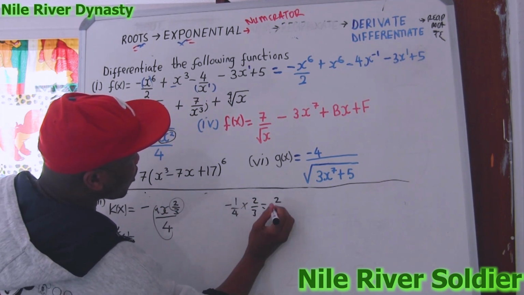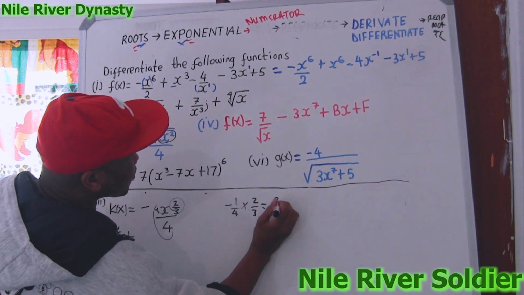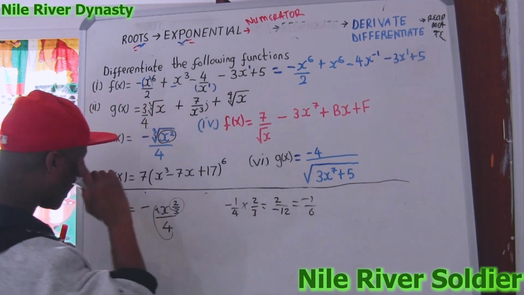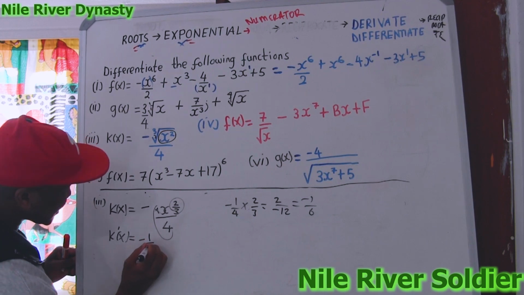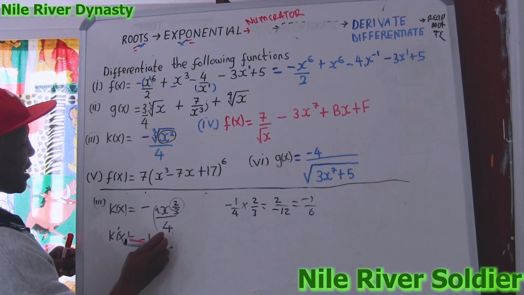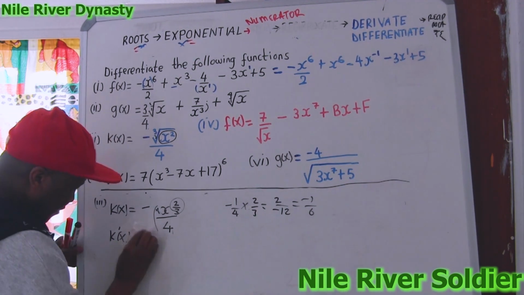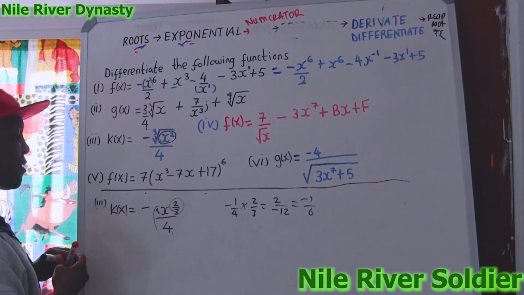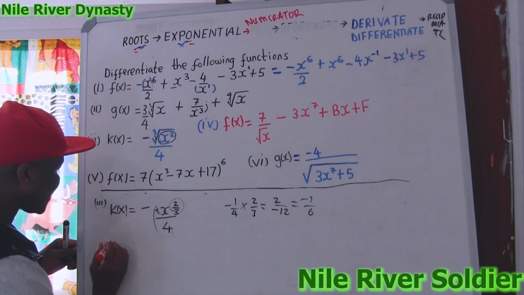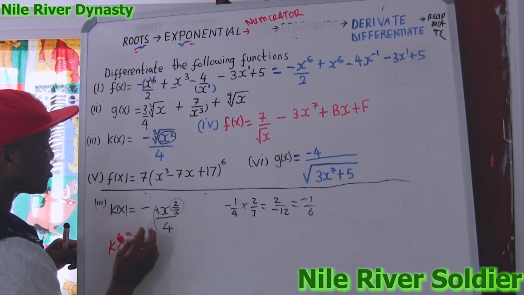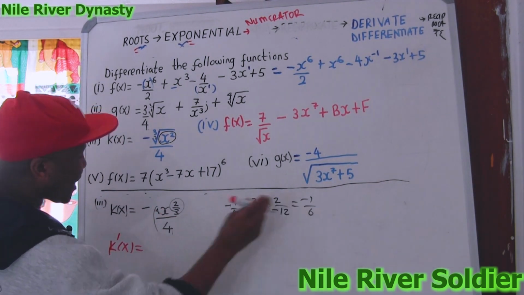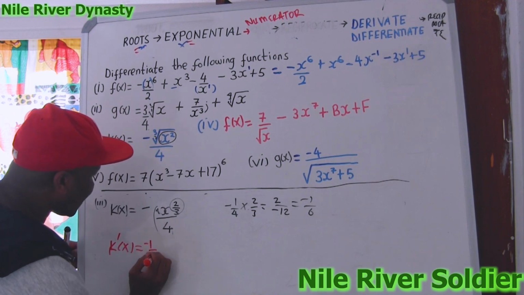This is going to give us 2 over negative 12, and this is equal to negative 1 over 6. When you differentiate, why do I differentiate? Because everything is in power. Prime equals take the power to the back. So this will become negative 1 over 6.